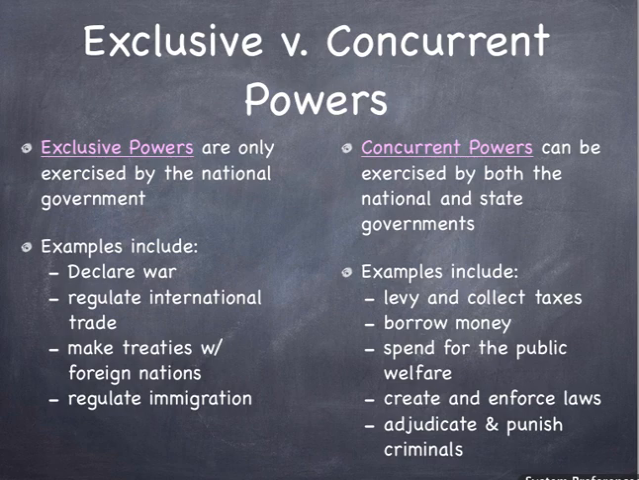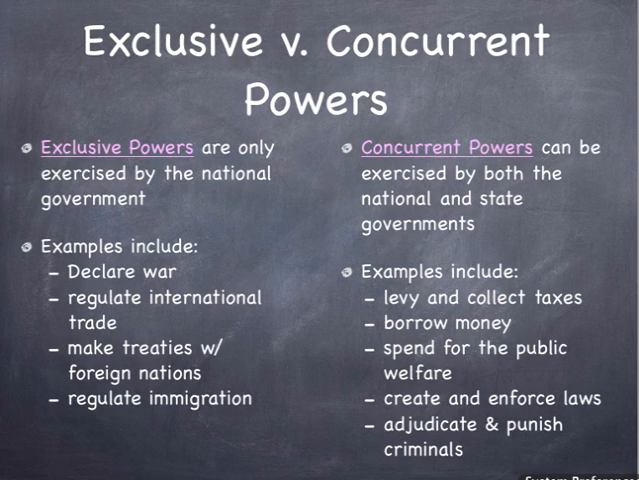form, those are exclusive. Concurrent powers, however, are powers that can be exercised by both the national government and the state government, and they can be exercised simultaneously, in conjunction with one another, or independently of each other. Examples of concurrent powers include levying and collecting taxes, borrowing money, spending for the public welfare, creating and enforcing laws, as well as adjudicating and punishing criminals.